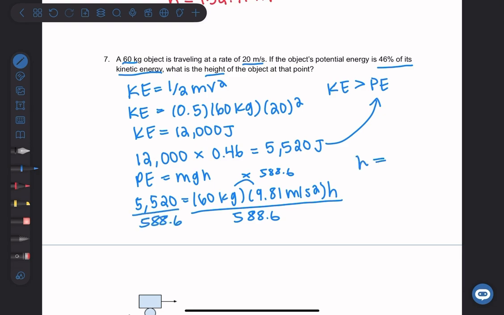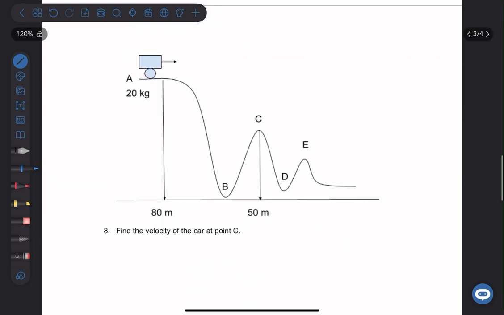And your H should be 5,520 divided by 588.6. And so your height should be around 9.38 meters. Okay, next one.